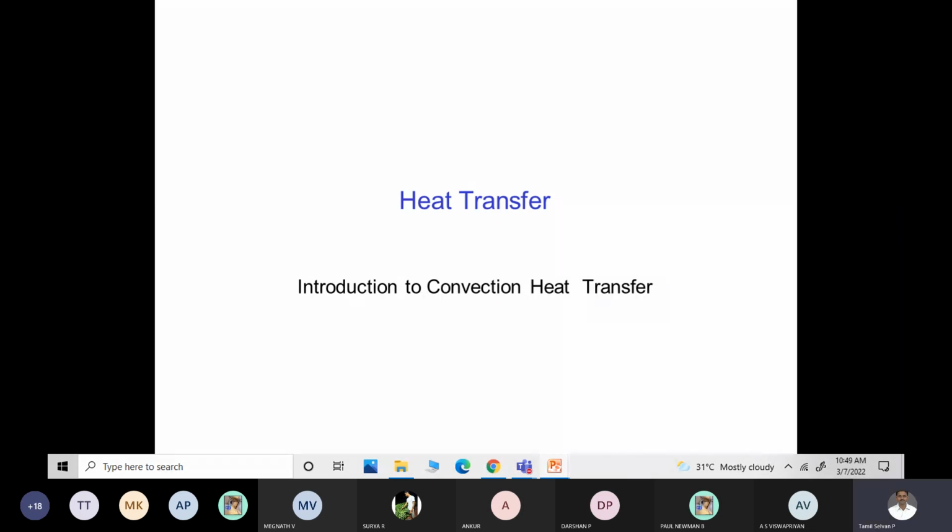In case of natural convection, the fluid flow is caused because of density variation, which in turn causes the heat transfer. Okay, very good. And in forced convection, it's caused by external means, with a pump. Okay, very good. Fine.